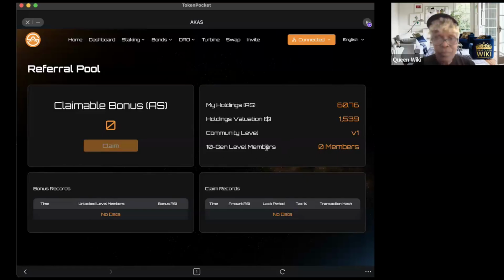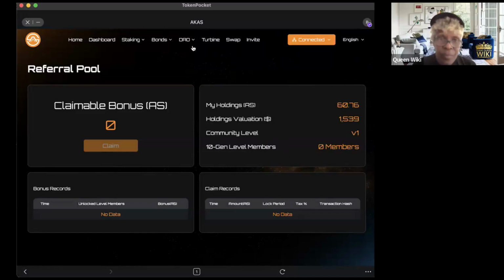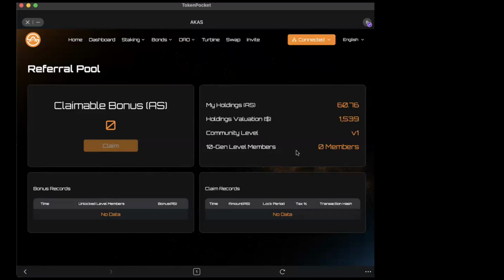So there are a lot of projects that most probably don't have this referral pool, because once your downline's level is the same or higher, you couldn't get any profit from the downline, right? But we get that 2%. Obviously I have 2 direct downlines, but they don't have any generation, so I get 0 members over here.